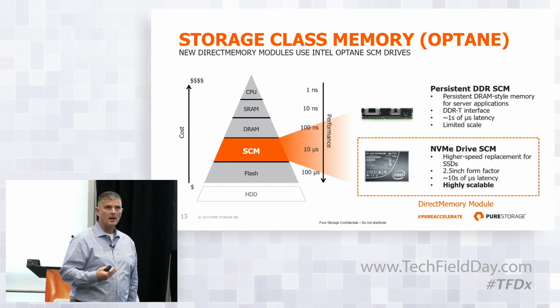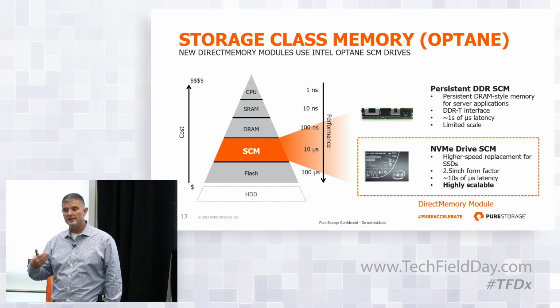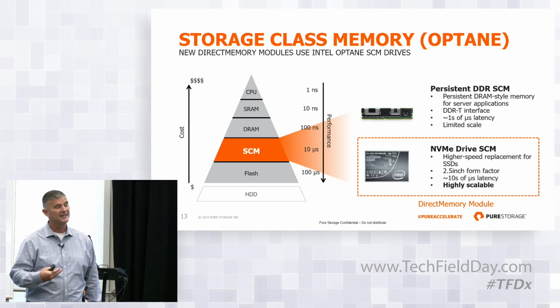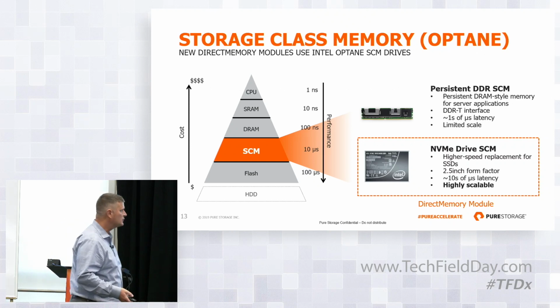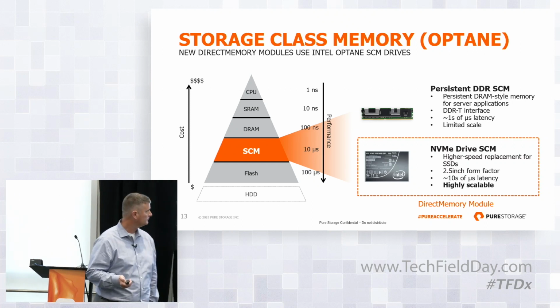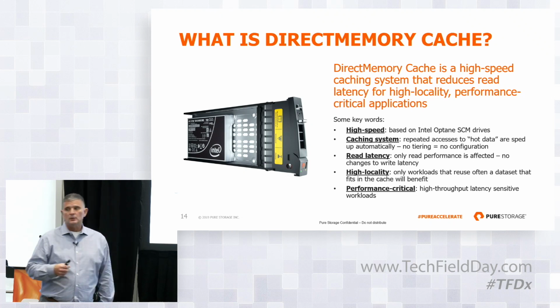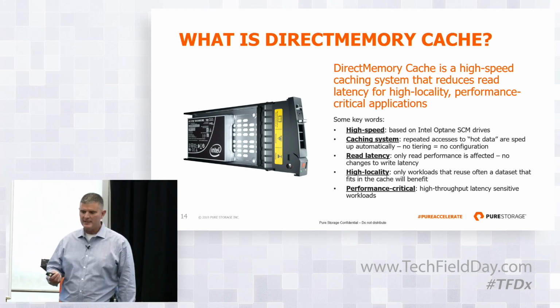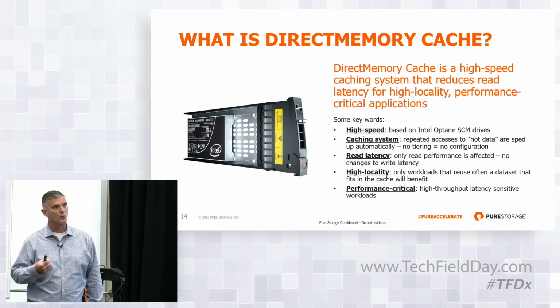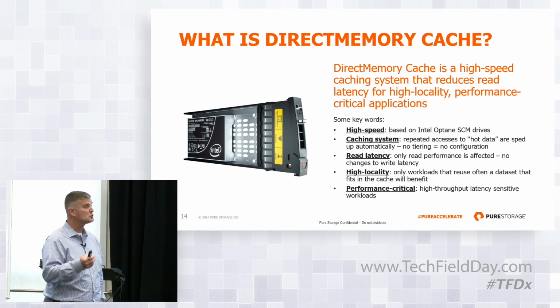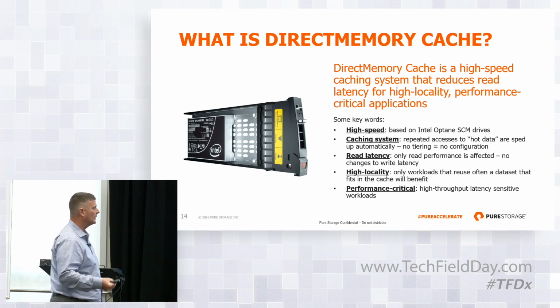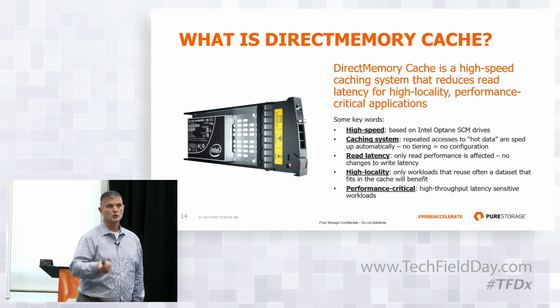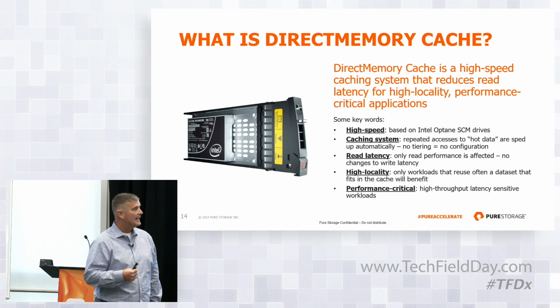The other one is the drive, the OPTANE drive. So that's what we've introduced: the NVMe OPTANE drive as a module that plugs into the FlashArray. It's a high-speed caching system that reduces read latency for high-performance applications. Hinged on storage class memory or Intel technology, caching, it's looking for things that are being repetitively used over and over, right? And again, read latency.